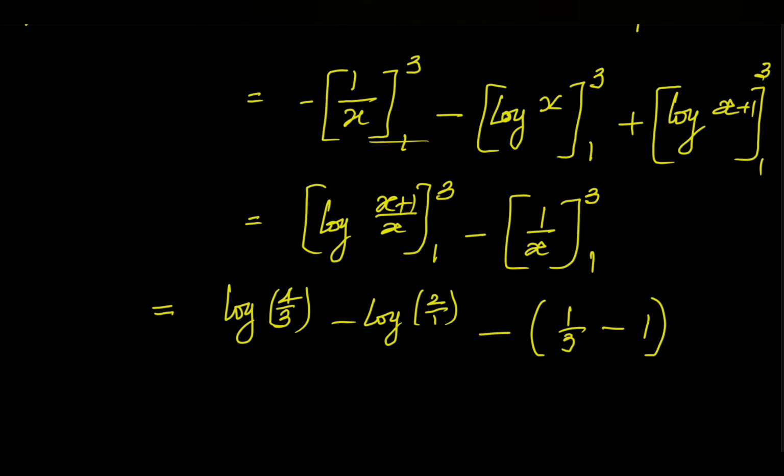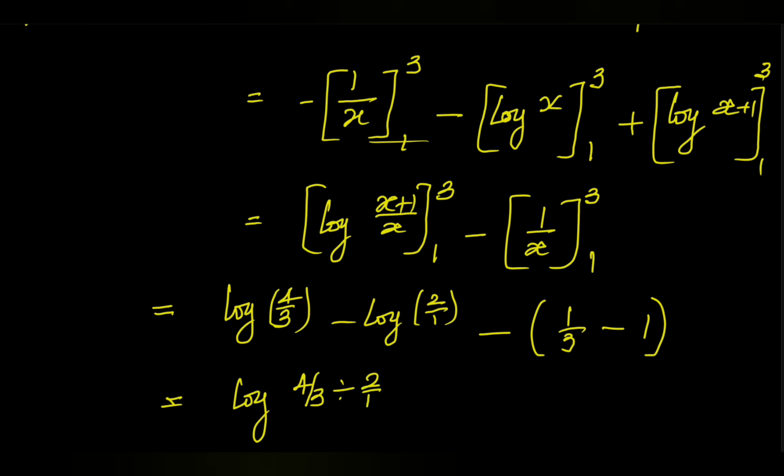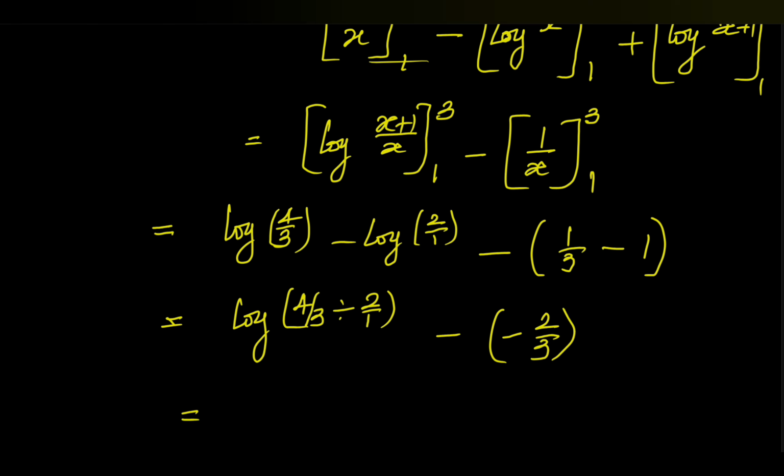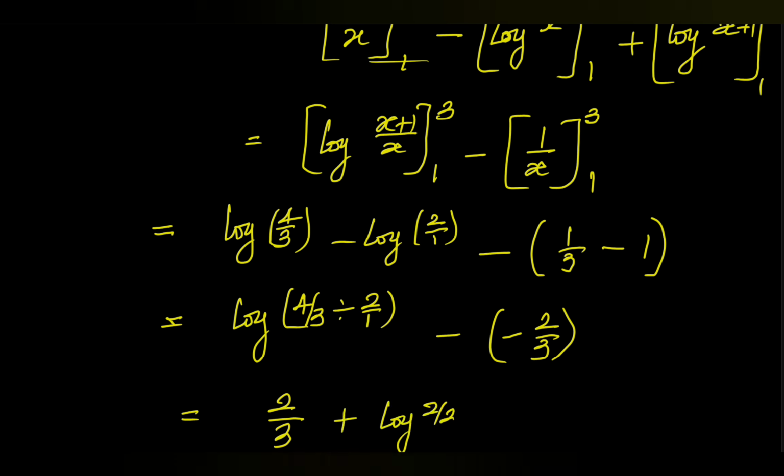Let us simplify that. That will be log of 4 by 3 divided by 2 by 1 minus of minus 2 by 3. Simplify that. That is equal to 2 by 3 plus log of 2 by 3. That is what we need to prove.